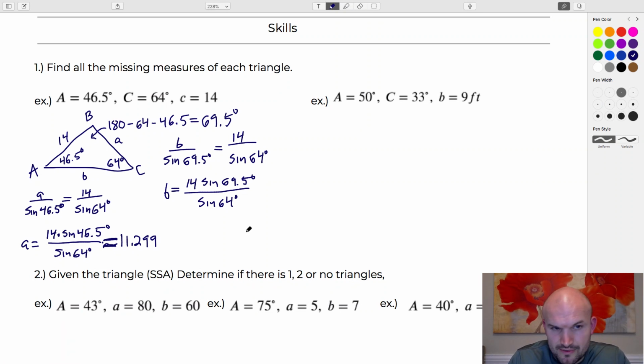Oh, I typed in that wrong. So 14 times the sine of 69.5 divided by the sine of 64. Okay, and therefore for b, I'm getting 14.59, and 0 would be the next, so I just round it to the nearest tenth in this case, or hundredth.